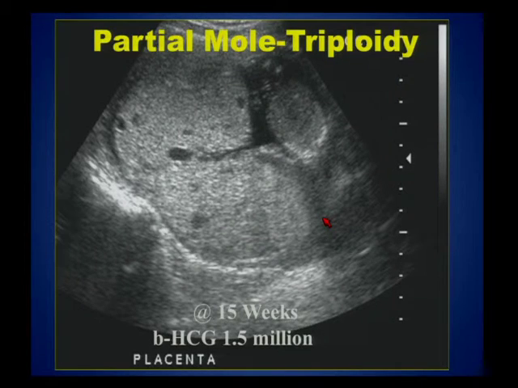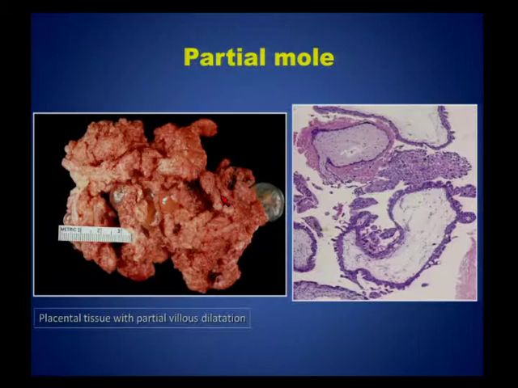Another case of a partial mole. This one had a huge HCG of 1.5 million. Note the very thick placenta here with several small cysts, so not so much cysts, but thickened placenta in an abnormal fetus. This was a partial mole.